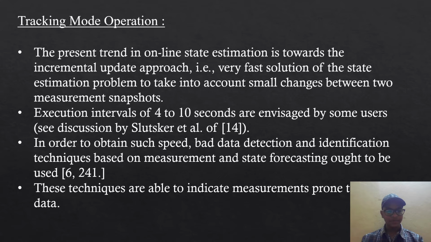Bad data detection and identification techniques based on the measurements and state forecasting ought to be used. The techniques are able to indicate measurements prone to bad data. The estimation method described in this paper can easily incorporate this type of information by just avoiding the inclusion of such suspicious measurements in the basis. This approach will substantially reduce bad data processing requirements.